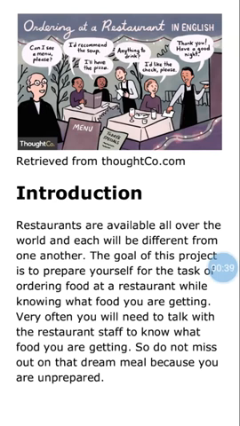Let's get started. So, today we're going to be learning about how to order food from a restaurant. Restaurants are available all over the world, but each are a little bit different from one another. So the goal of this task is to prepare yourself to order food at a restaurant while knowing what you're getting. Very often you will need to talk to the restaurant staff to know what food you are really getting, so do not miss out on that dream meal just because you were unprepared.